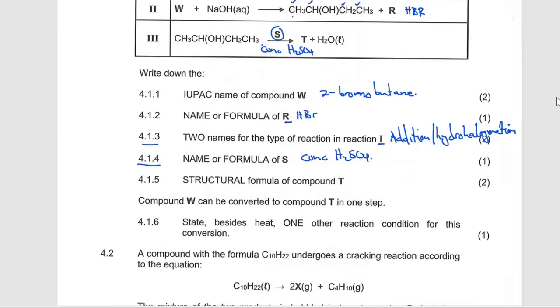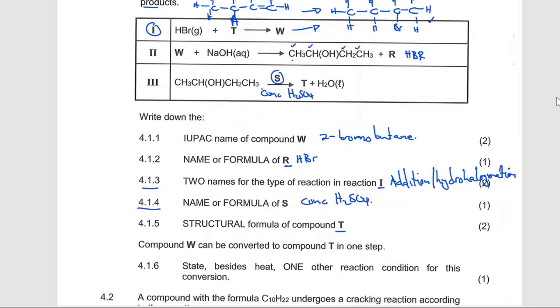Then 4.1.5 says the structural formula of compound T. So T, we wrote it there at the top. So the structural formula of compound T is already there at the top. Maybe I can quickly rewrite it here: 1, 2, 3, then a double bond and H there. Then I'll add a hydrogen there, another hydrogen, then 3 more hydrogens on the first carbon there. So this is what you're going to have there.